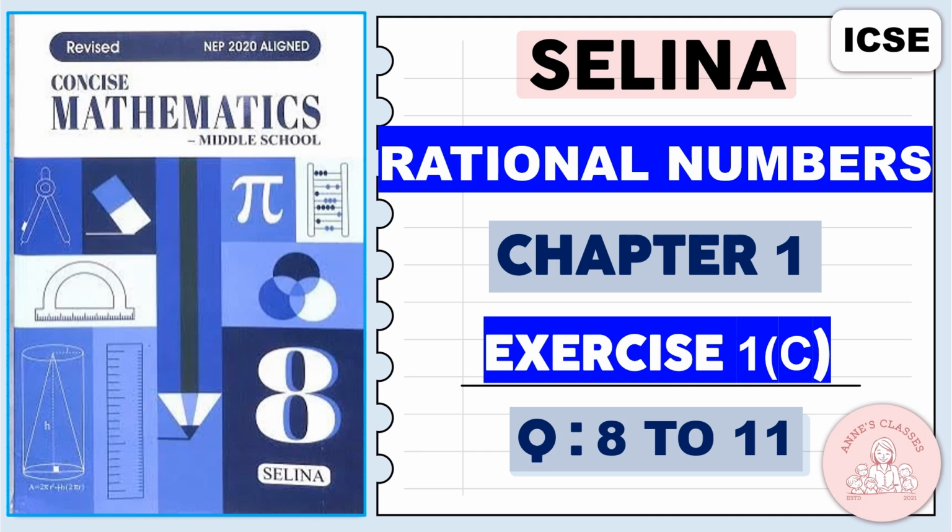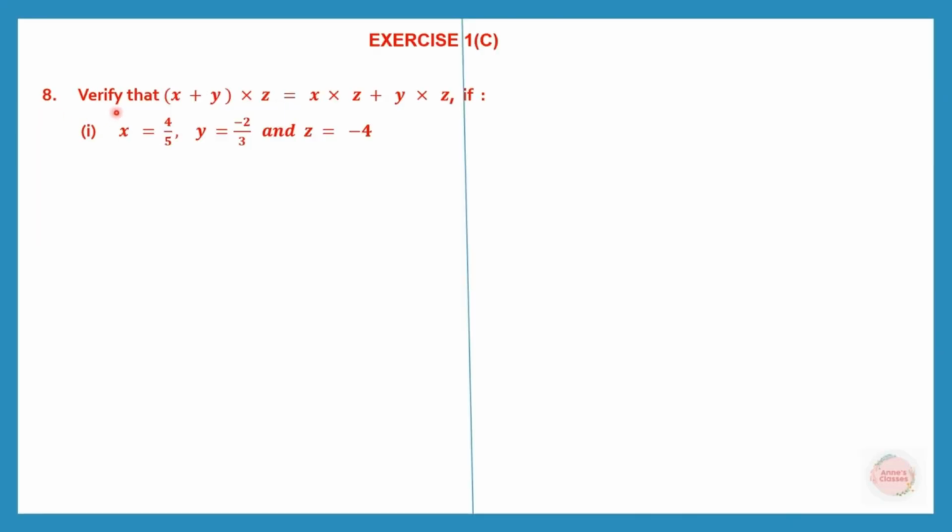Let's do rational numbers, chapter 1, exercise 1c. Question 8, verify. Now what do we have to verify? That (x plus y), the whole thing within brackets, into z is equal to x into z plus y into z. That means what we have on the left hand side should be equal to what we have on the right hand side. That is the meaning of verify, that they are equal.